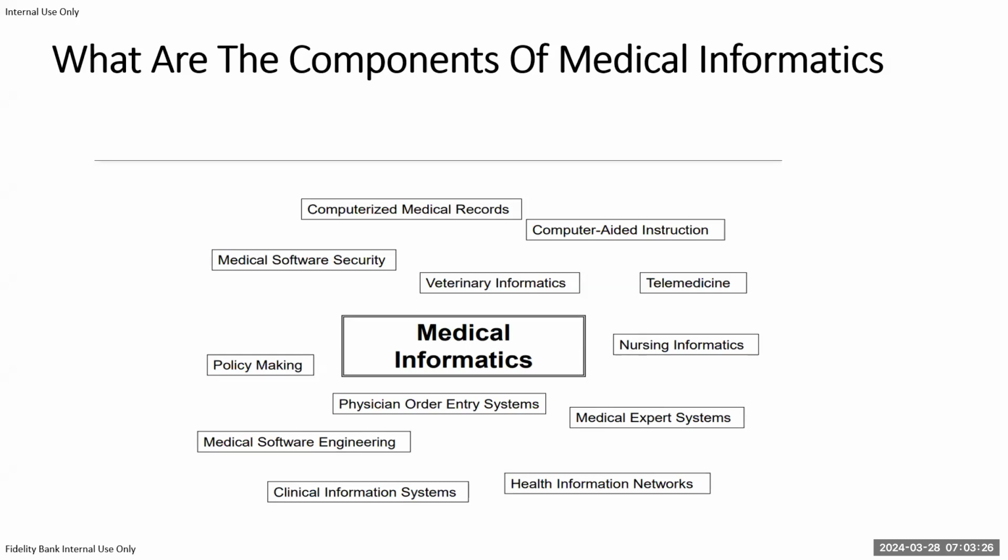So for bioinformatics, we have AI, medical software security, and the computerized medical records or the electronic EMR. Then for consumer, we have telemedicine and so on. So these are the different offshoots. Some materials listed all these amongst the components of medical informatics, but from the updated lecture that was given, this is how it was divided.